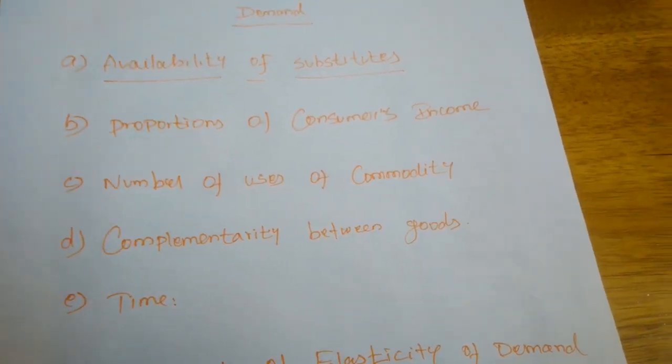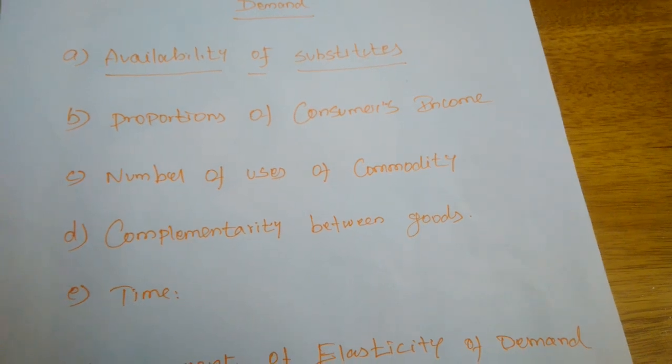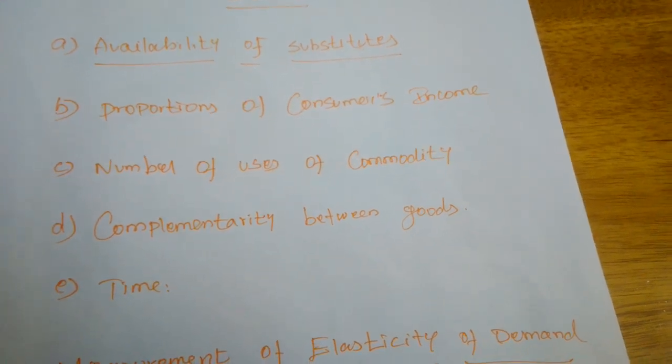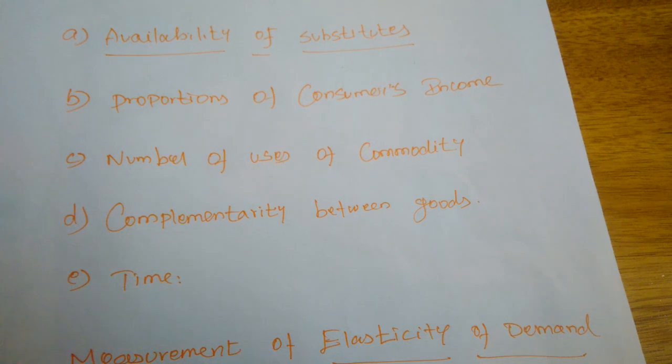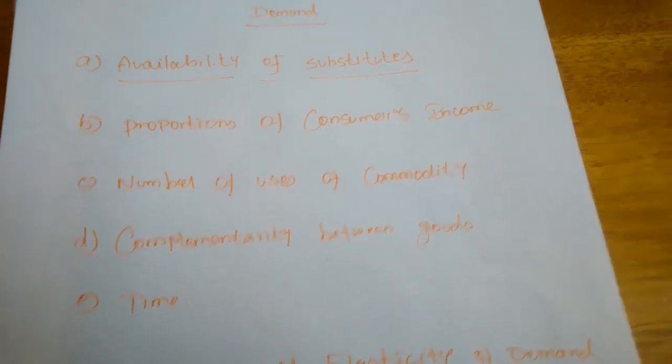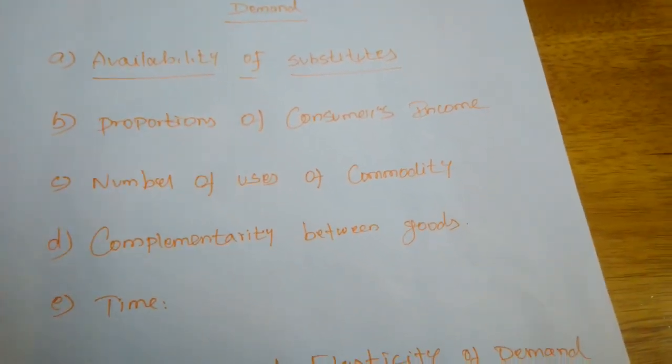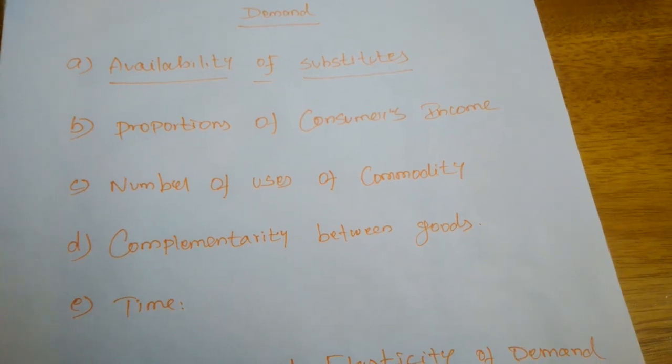Okay, then availability of substitutes, proportion of consumers' income spent, number of uses of commodities, next complementarity between goods, and the time. These 5 factors are the determinants of elasticity of demand.